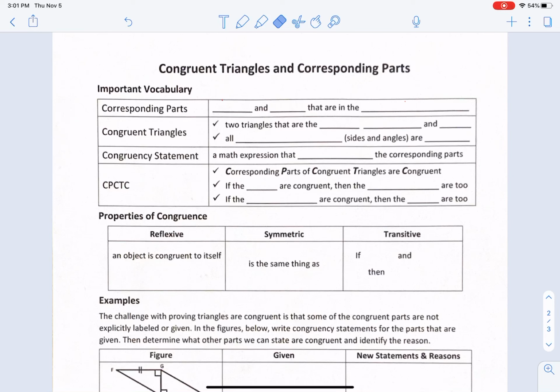Today we're talking about congruent triangles and corresponding parts. So we're going to review some vocabulary. Corresponding parts are the sides and angles that are in the same position in two triangles.